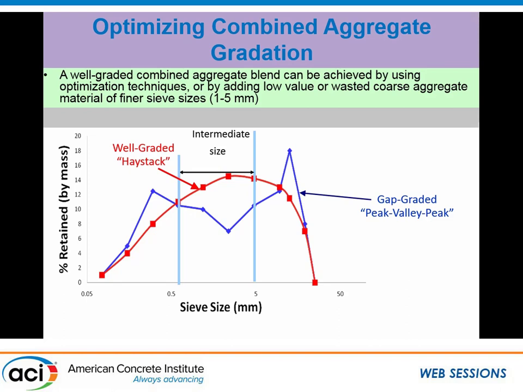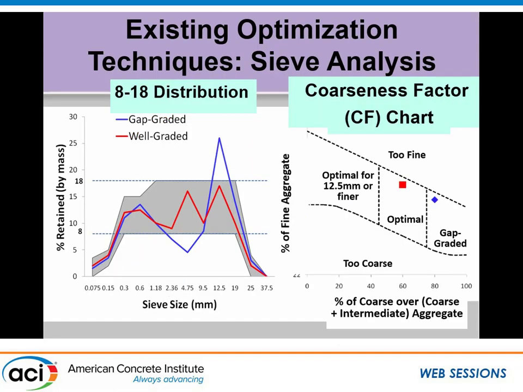This is the haystack curve that some people use. There's this 8-18 distribution some people use. There's the coarseness factor chart. Various people have ways of optimizing. It's not new material, but it's amazing how little effort gets put into this. And I've tried to do it.